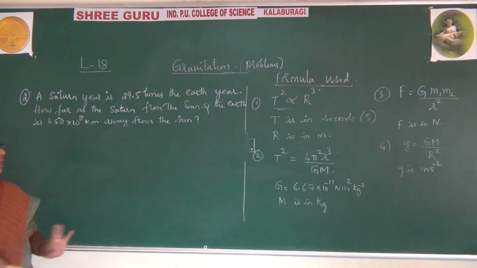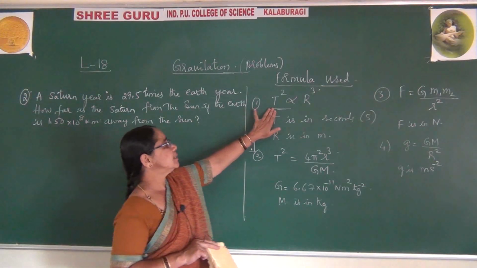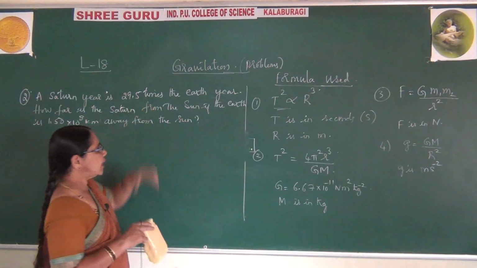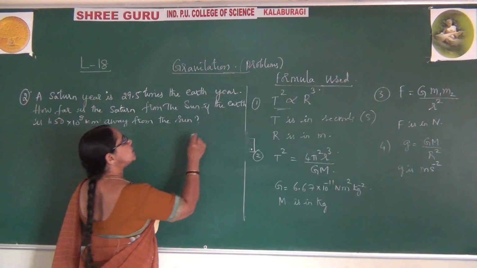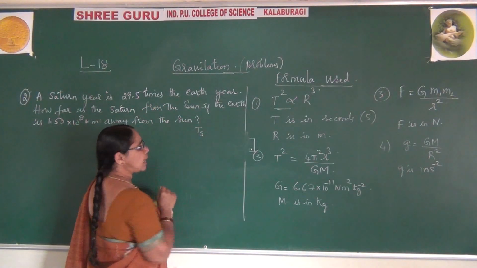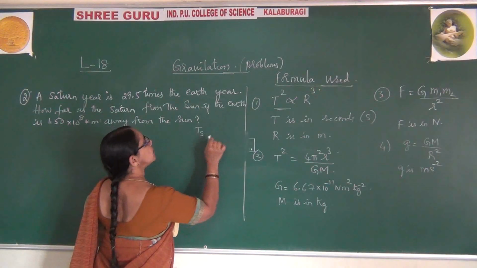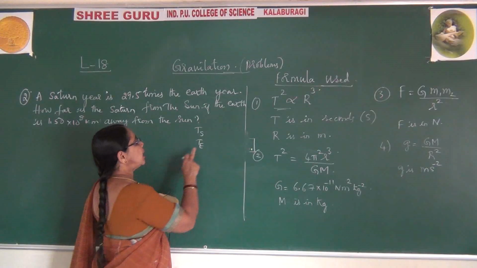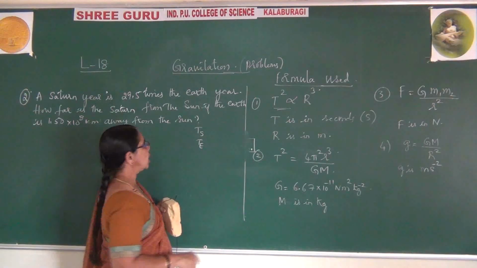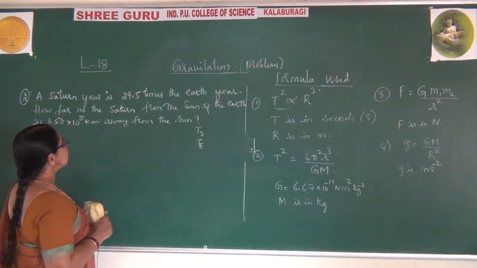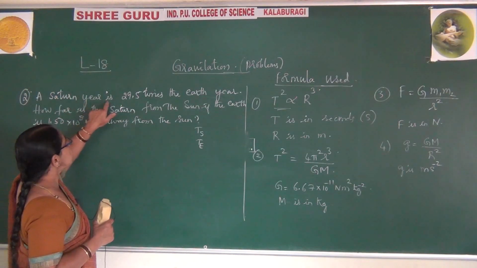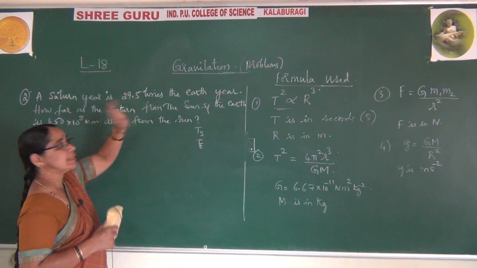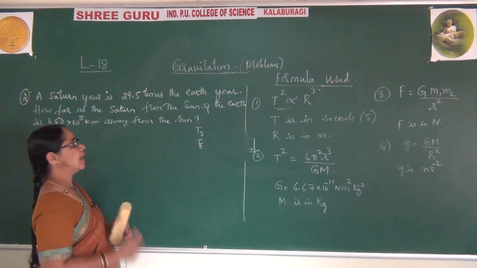First point is you have to use Kepler's third law of planetary motion. As per this, write one as TS. What is TS? TS is nothing but the time period of Saturn. Another is the Earth year, that is TE. Right? This is the time period of the Earth year. And they have given the condition: a Saturn year is 29.5 times the Earth year. This is the condition they have given.